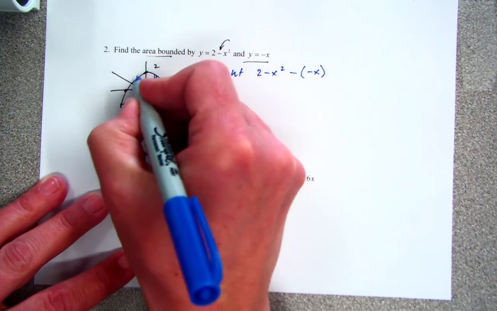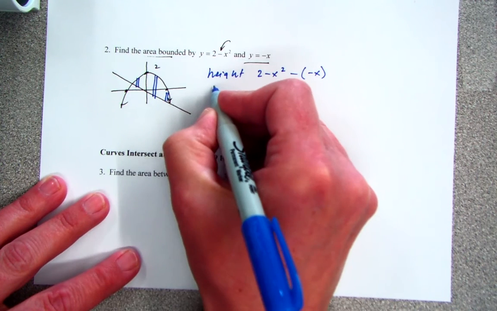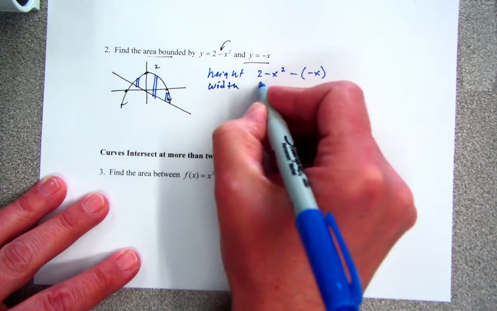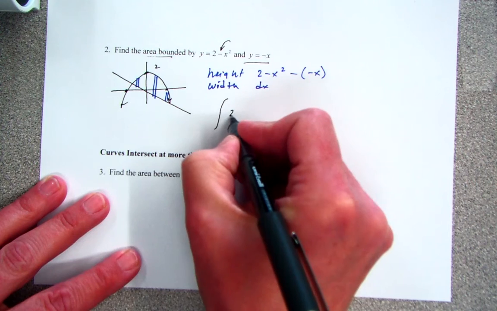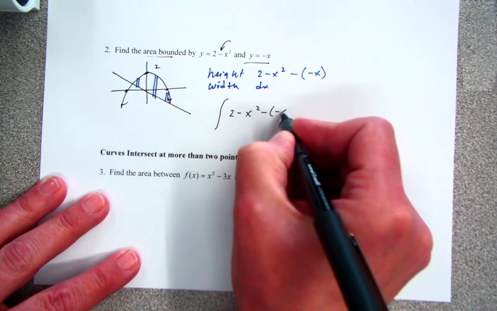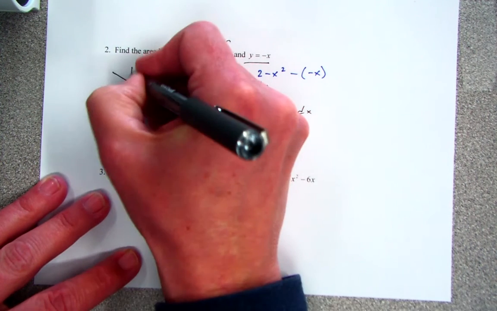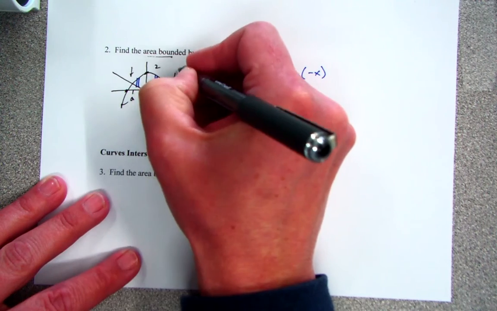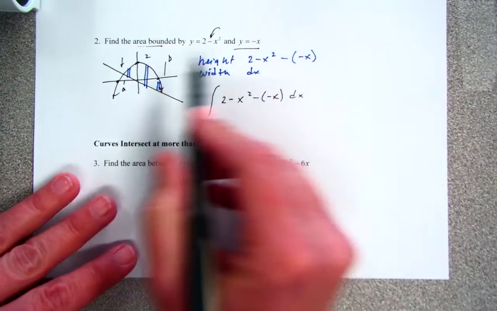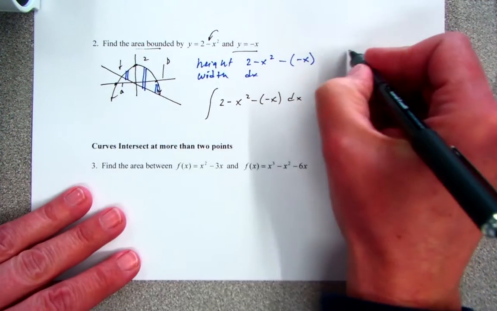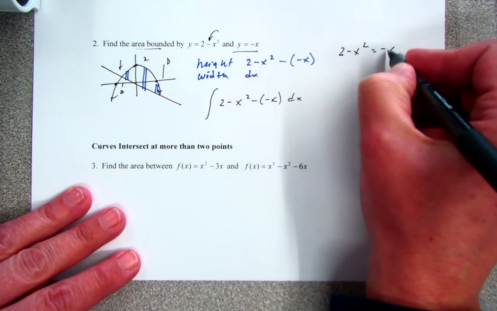I can also see no matter where I start this representative rectangle, the width of it is always a dx. So what we're going to do is add up all these rectangles, infinitely many of them, as my dx approaches 0. And we need to find the a value where I begin and the b value where I stop. It looks like that happens when this parabola and line are equal to each other. So it's where 2 minus x squared is equal to negative x.